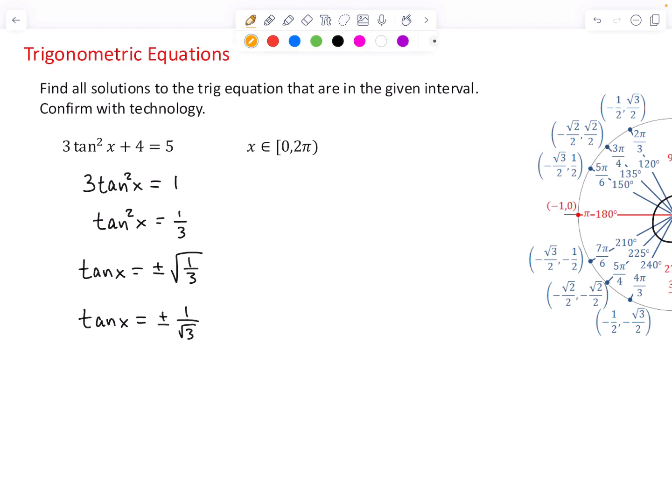At this point, you could rationalize the denominator by multiplying by rad 3 over rad 3, and that would give me this fraction instead where the radical is in the numerator. But this won't be necessary for this problem. Now we want all angles x where the tangent is plus or minus 1 over rad 3. Let's investigate these one at a time. Let's explore where the tangent is 1 over radical 3.